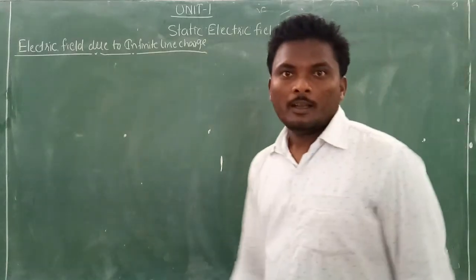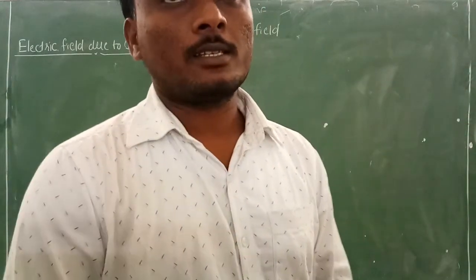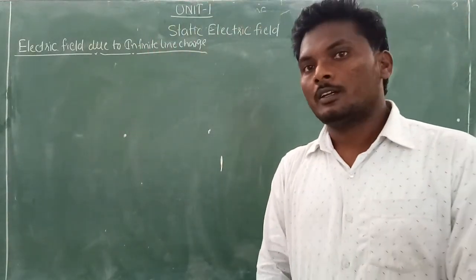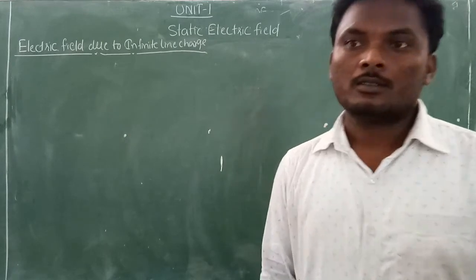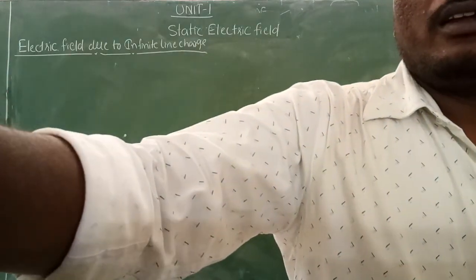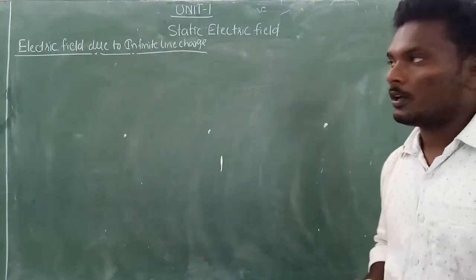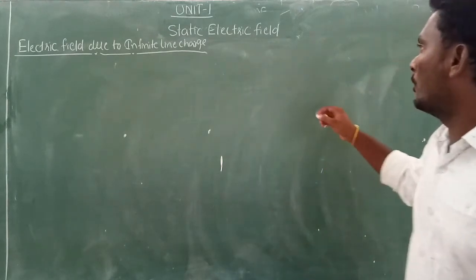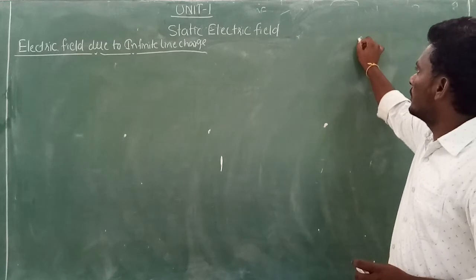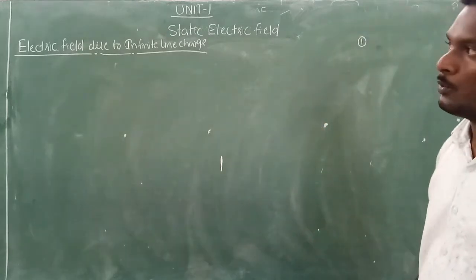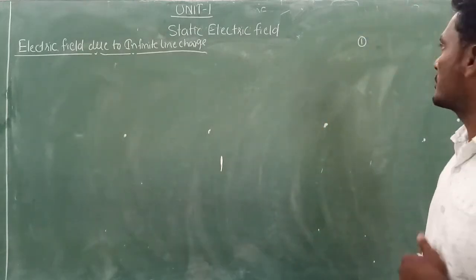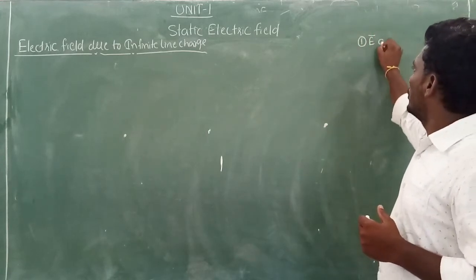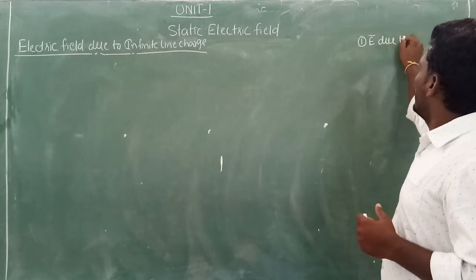Hello everybody. In this lecture I would like to discuss electric field intensity due to different configurations. Now see the different configurations we are going to discuss for electric field intensity or field due to infinite line charge. In this class I am going to discuss three different configurations. That is, field E bar due to infinite line charge.